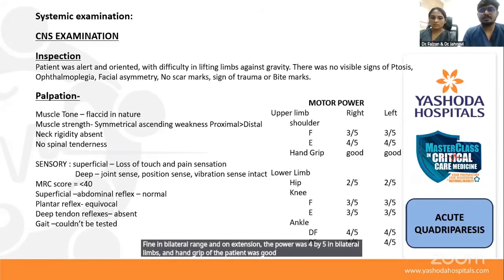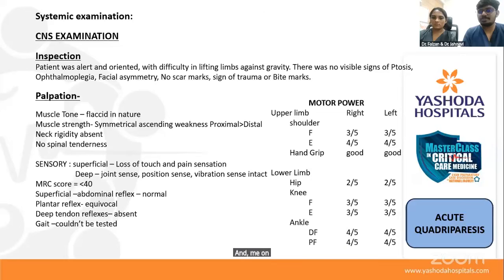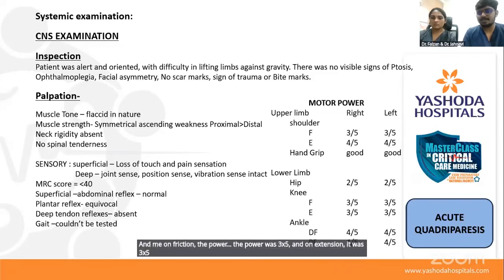Coming to the lower limb motor power, the power of the hip was 2 by 5 bilaterally, and at the knee, on flexion the power was 3 by 5, and on extension it was 3 by 5 bilaterally. Coming to the ankle, dorsiflexion was 4 by 5, and plantar flexion was 4 by 5 on evaluation.